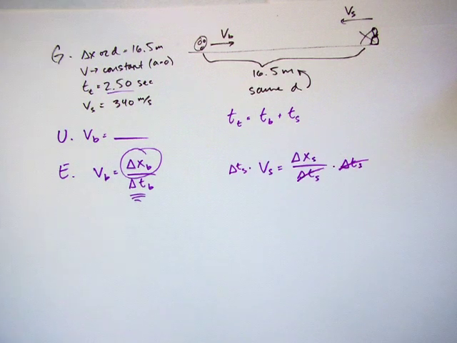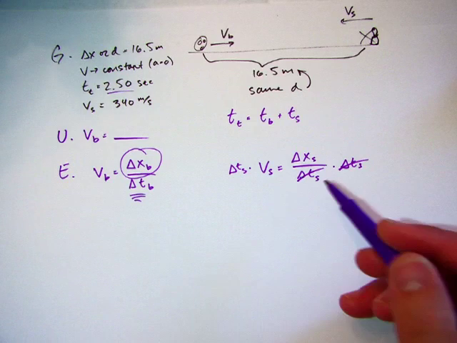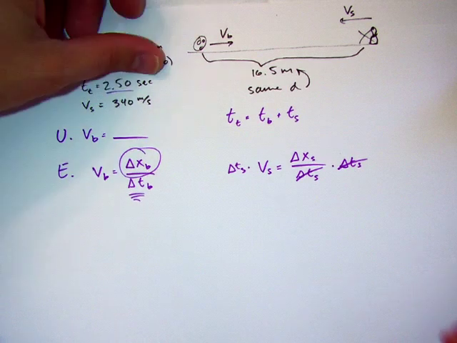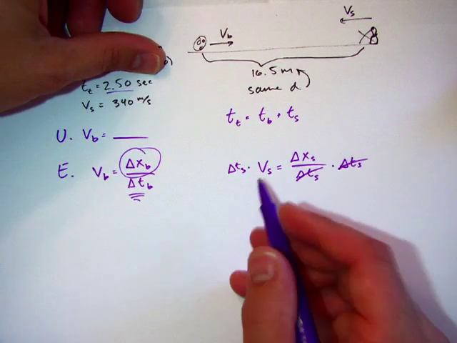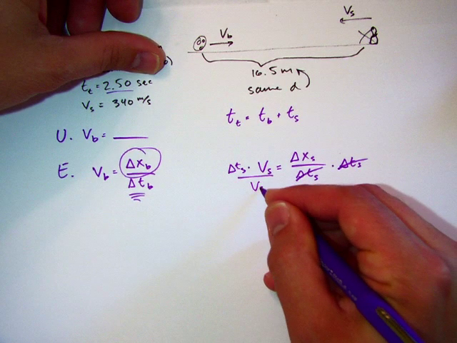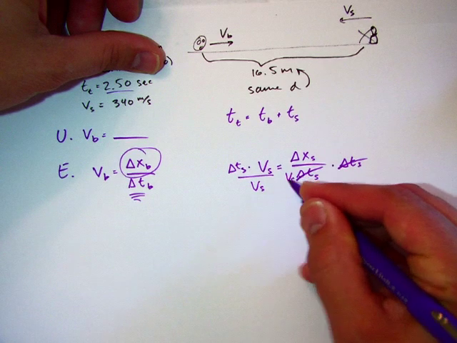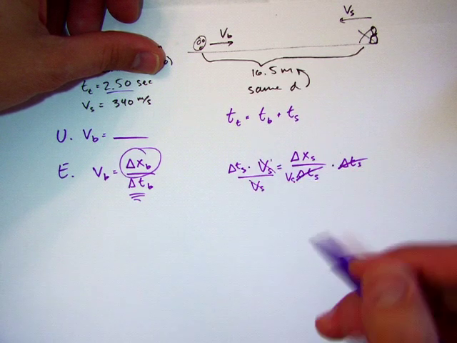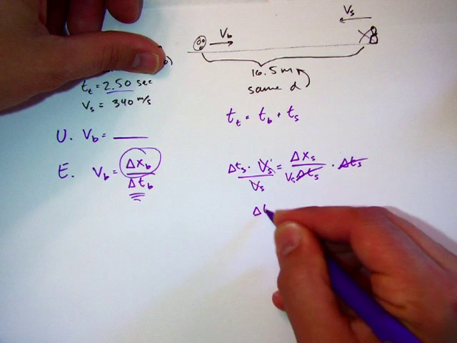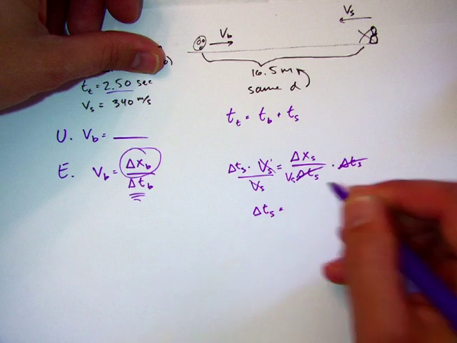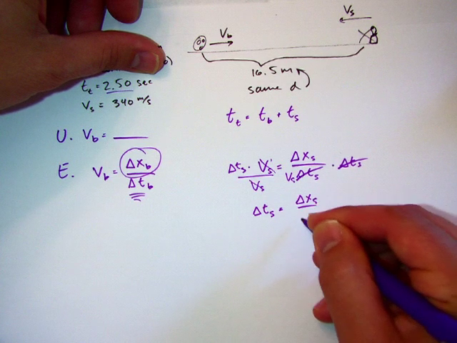You can do it other ways. You can inverse it and flip-flop. You can go over 1 and cross-multiply. I just multiply both sides by delta t. That's what I find easiest. And then I'm going to divide by Vs. I'm doing it in one step. If you want to take 2 steps, feel free. So delta t of the sound wave is delta xs over Vs.